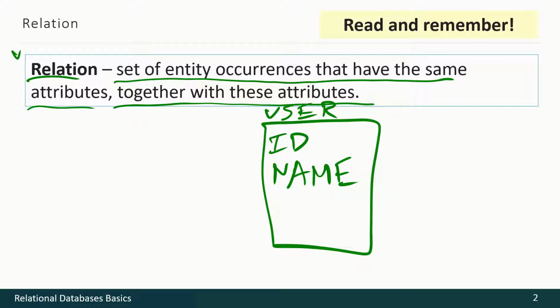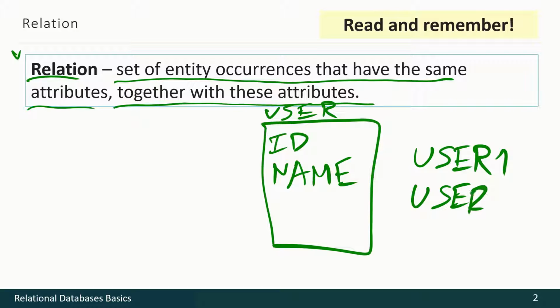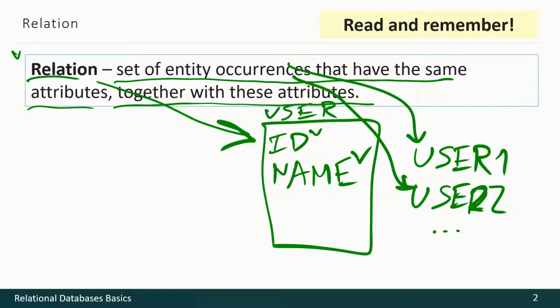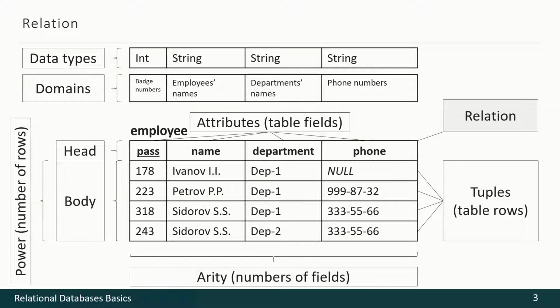Of course, we may have several users. For instance, user 1, user 2, and so on. All those users are occurrences, but they have the same attributes. So this is the relation. And let's review this in more detail.